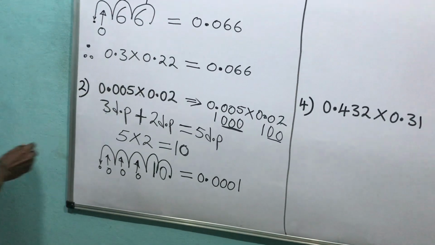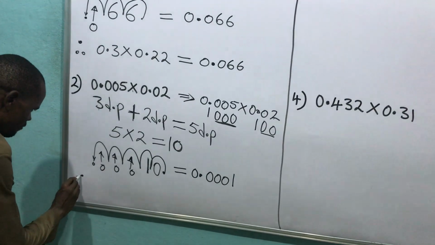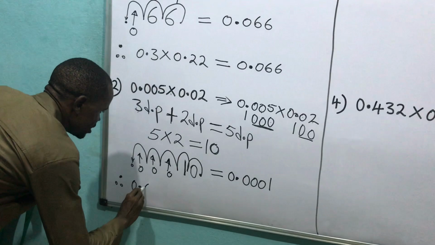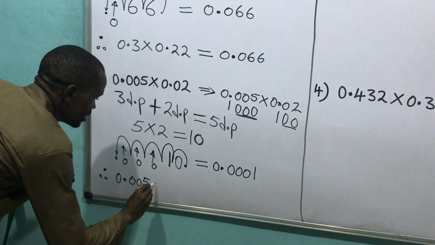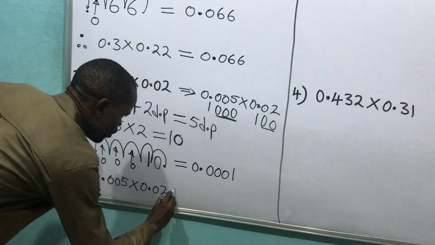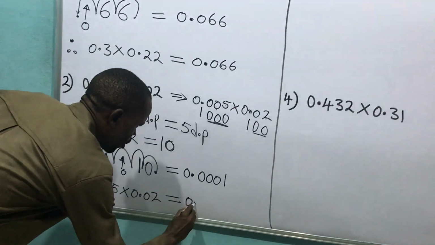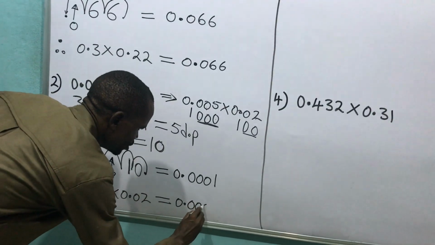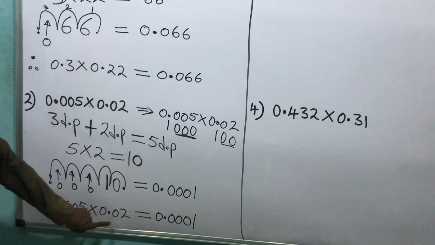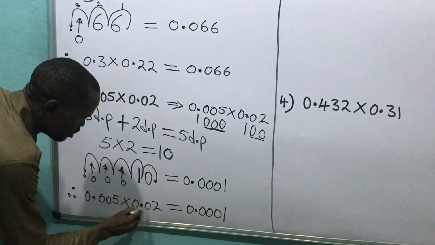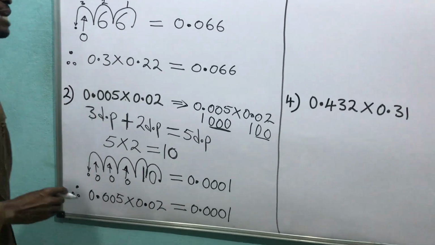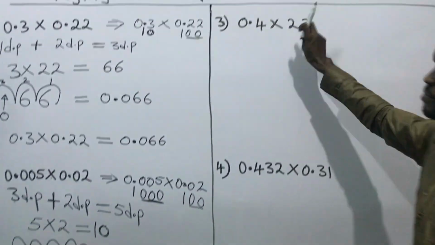0.0001. And I'm going to have that what? Therefore, can you see here? Therefore, 0.005 times 0.02 is equal to 0.0001 as my answer. And this time this will give me 0.001 as my answer. Let's go to question number 3.